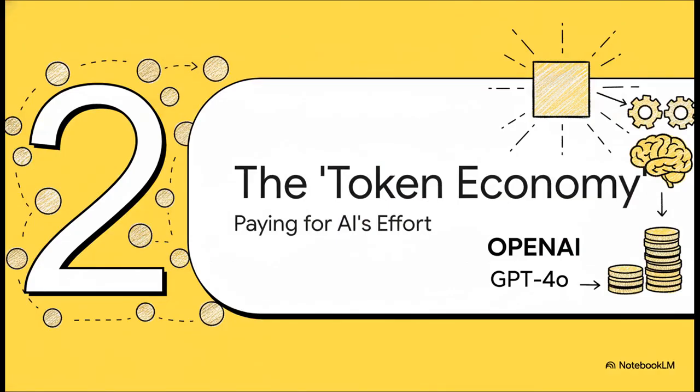So how does a bill even get that high? Well, let's dive into the first way companies charge for this, what we're calling the token economy. We'll use GPT-4o as our example here. The basic idea is pretty simple. You're paying for the AI's effort. The more work it has to do to understand your image, the more you pay. It's kind of like paying a consultant by the hour. The more complex the problem, the bigger the bill.